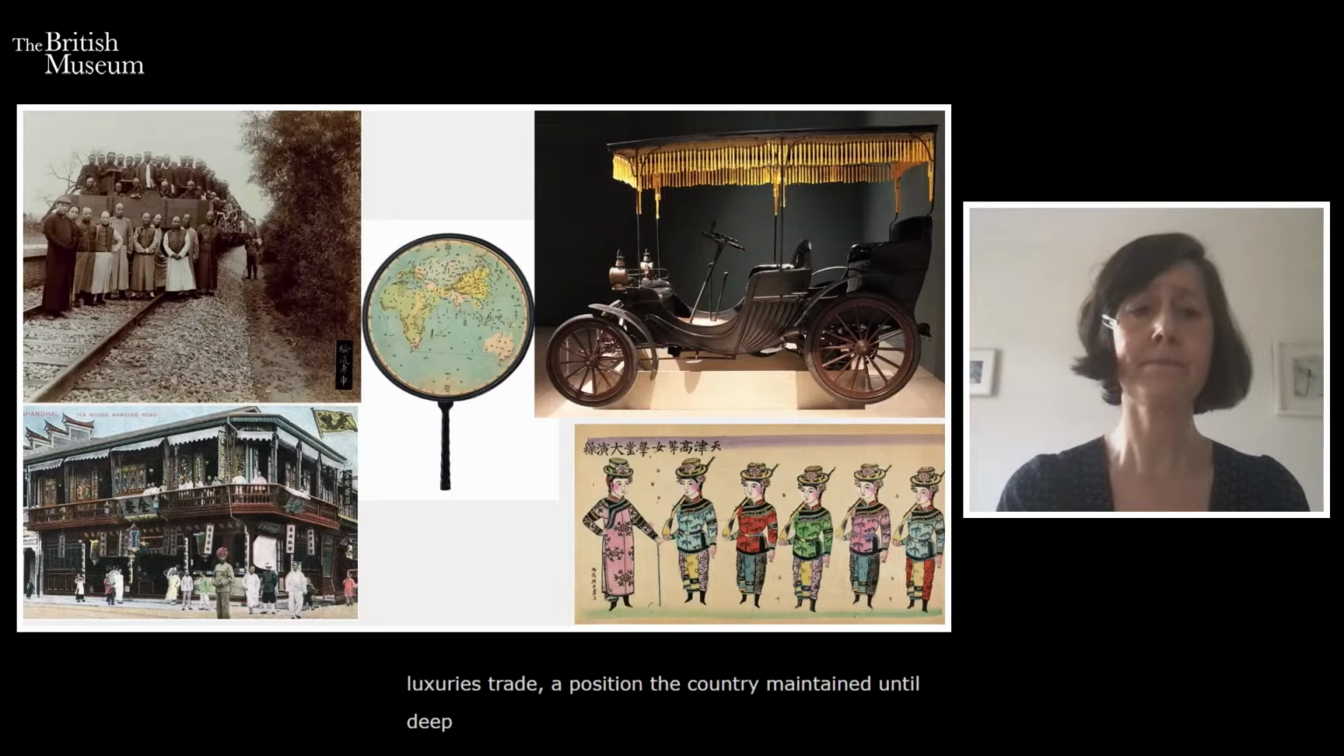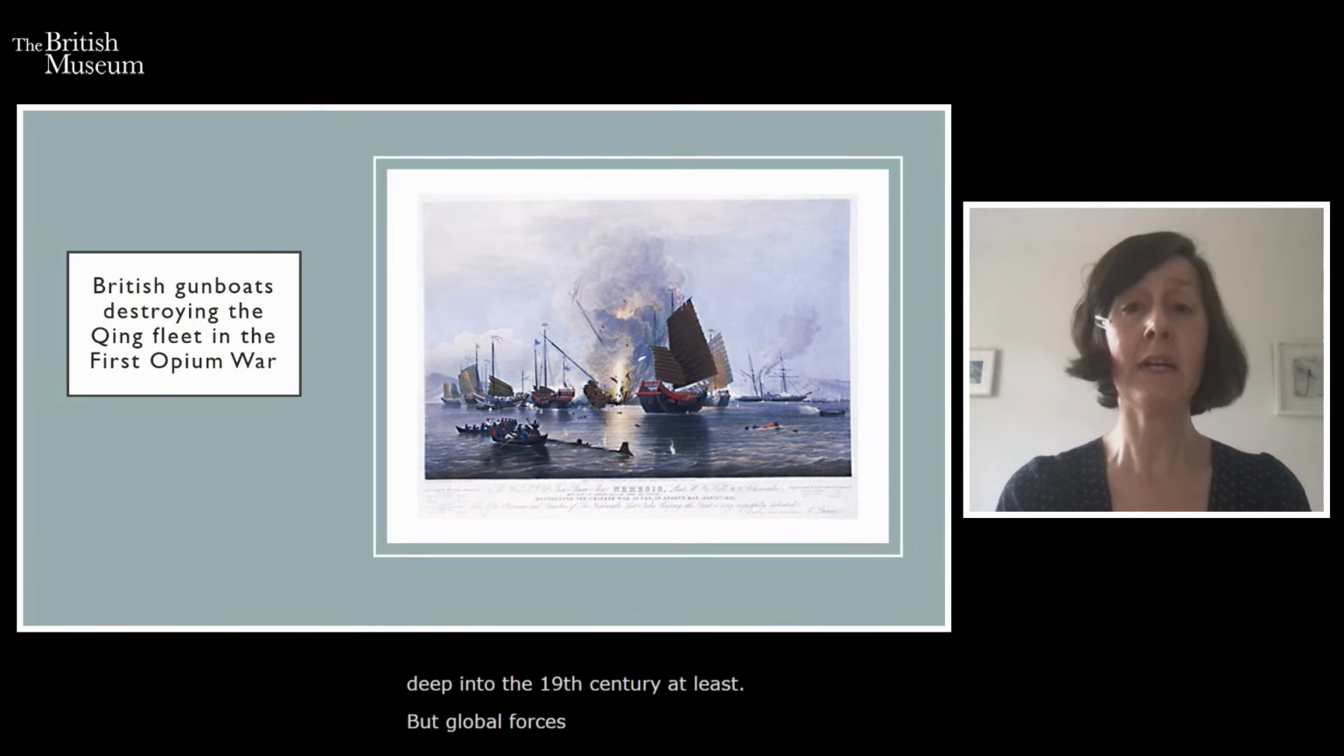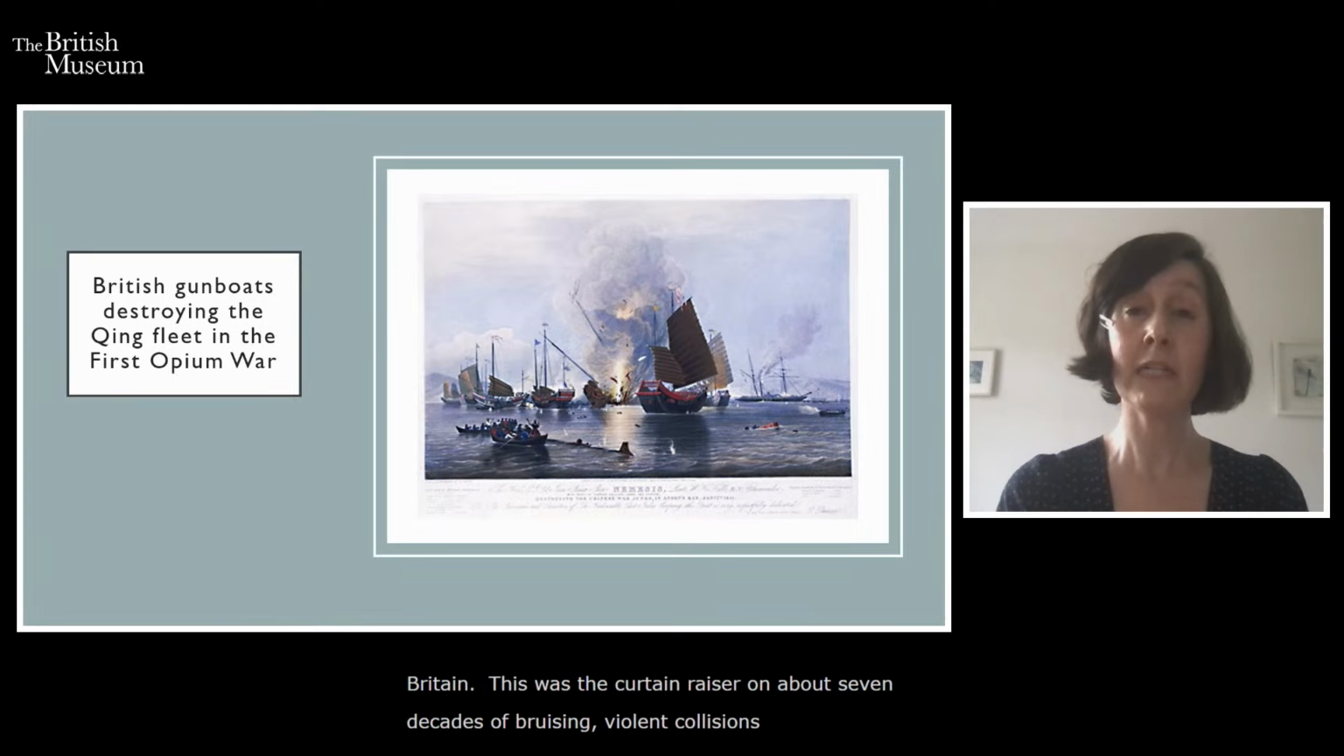But global forces had an unprecedentedly direct transformational impact on China in the 19th century. In 1840, Qing China fought its first war with a Western nation, the first Opium War with Great Britain. And this was the curtain raiser on about seven decades of bruising, violent collisions with foreign nation states, first Western nation states and later Japan. This eroded Qing sovereignty. It made China's frontiers fundamentally more porous, more open to foreign influences and forces.